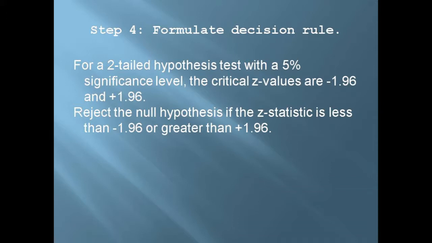Step 4 is to formulate a decision rule. For a two-tailed hypothesis test with a 5% significance level, the critical Z values are negative 1.96 and positive 1.96. So with this, we can formulate a rule to say reject the null hypothesis if the Z statistic is less than negative 1.96 or greater than positive 1.96.